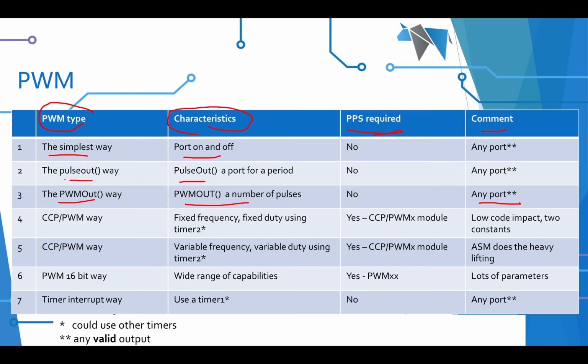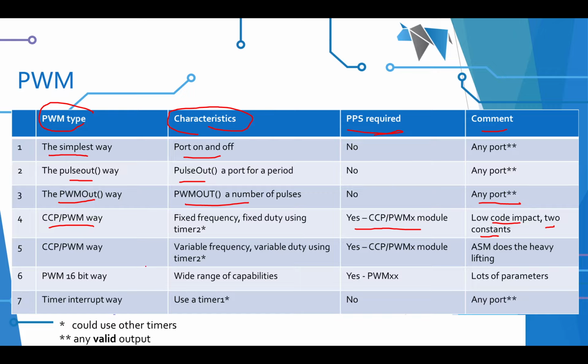Then there's the compare PWM method. This requires PPS. You need to set the CCP module. And we have a method which I call fixed frequency, because you can control that fixed frequency very easily. You set two constants. It's very low impact in terms of the code, but it is fixed, and you can turn it on and off, and it's using CCP1. Really very, very simple. It's a fixed frequency, fixed duty using timer 2. There we go.